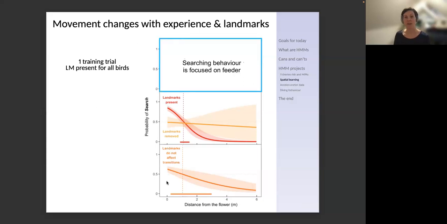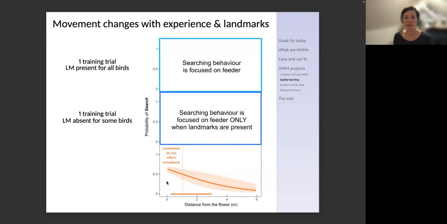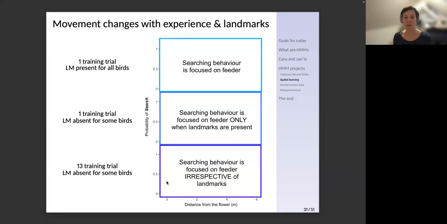So in summary, in the first experiment, where the birds were all naive, searching behavior was focused on the feeder. In the second experiment, where they removed the landmarks for some birds, searching behavior was focused on the feeder, but only when the landmarks were present. And in the third experiment, we found that searching behavior was focused on the feeder irrespective of the landmarks. So the landmarks weren't really being used anymore, other cues were presumably being used.